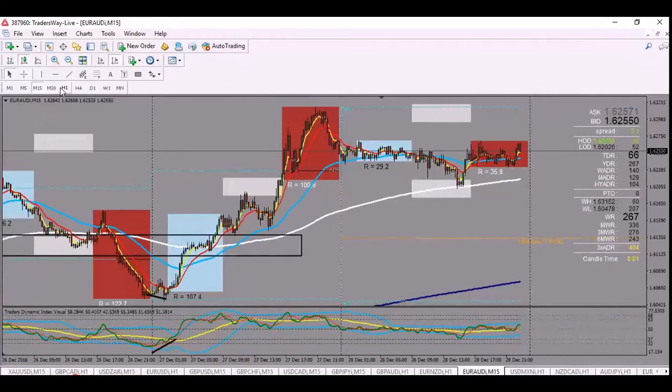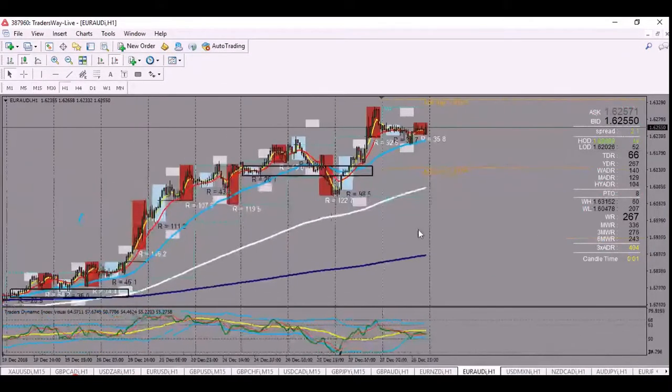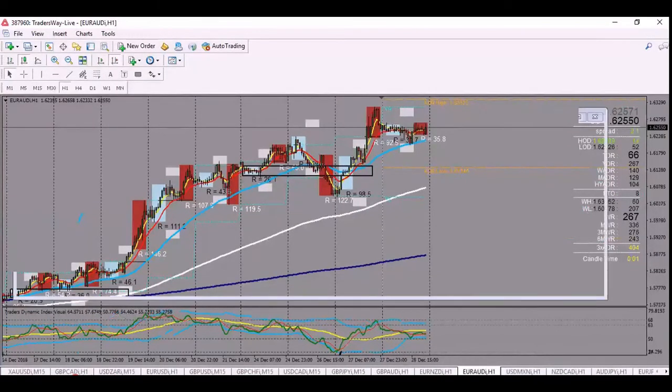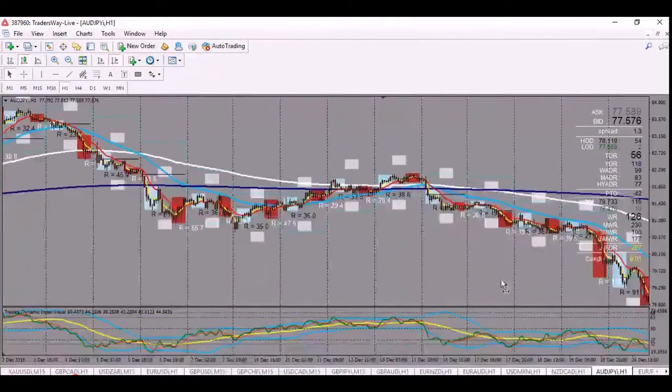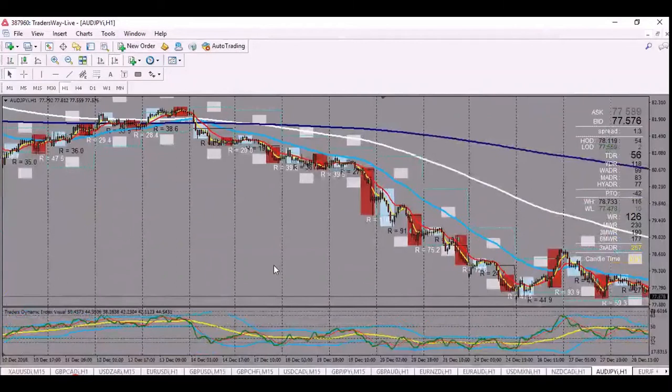So hopefully that's getting you a little bit more comfortable with looking at all the different aspects when it comes to the daily cycle. Let's kind of bring in the Australian Japanese yen into play here. Now this pair has really been trending to the downside, and we haven't had really much movement here.